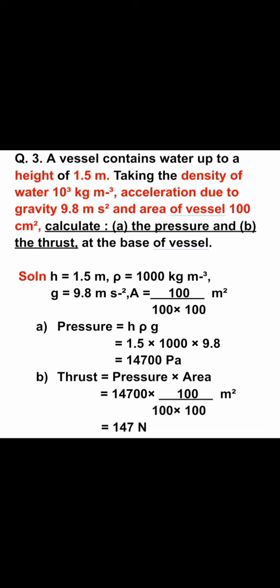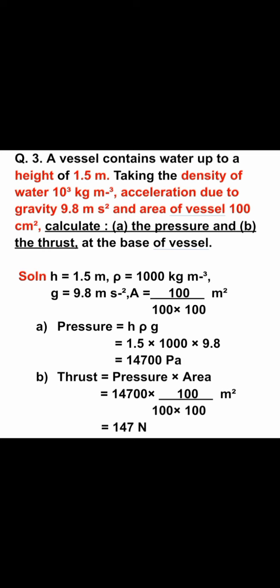Now we will use the formula of pressure equals h rho g. Substitute the value of h, rho and g. We get 1.5, the value of h, into 1000, the value of rho, into 9.8, the value of g. After simplification, we will get 14,700 Pascal.